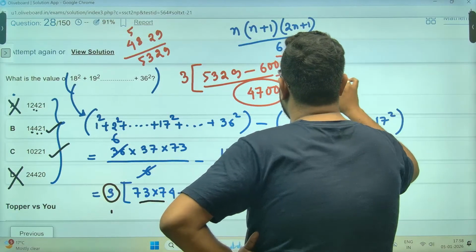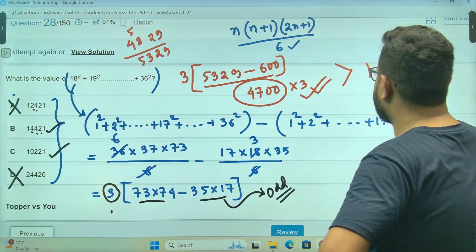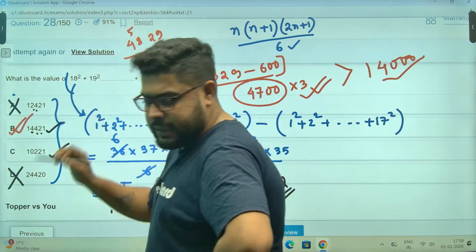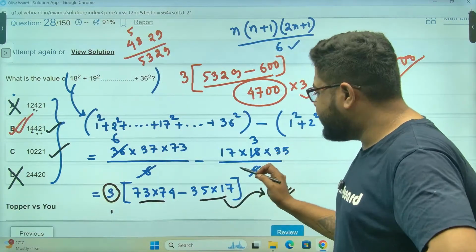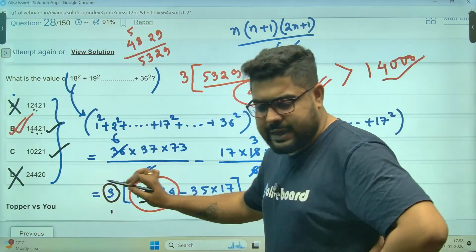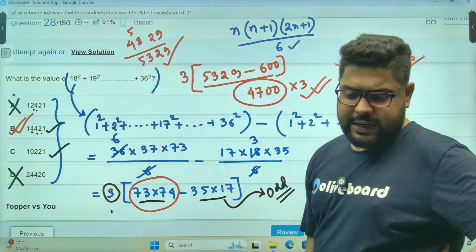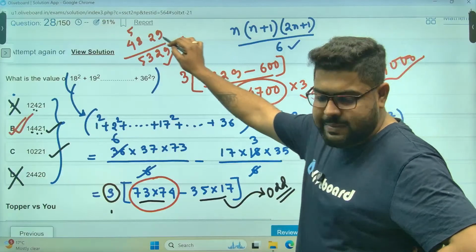Sir, this is definitely greater than 14,000. Sir, my answer will be option number B. You see, what did I do? I have just calculated roughly. 73 into 74, I have just calculated 73 square, which comes out to be 5329. Using the base method, I've done this.